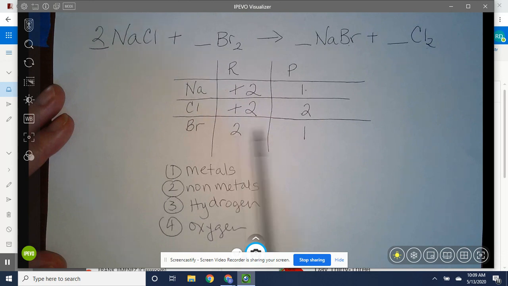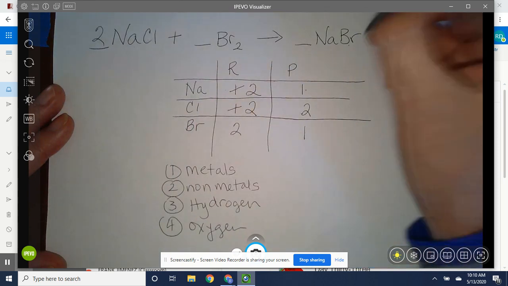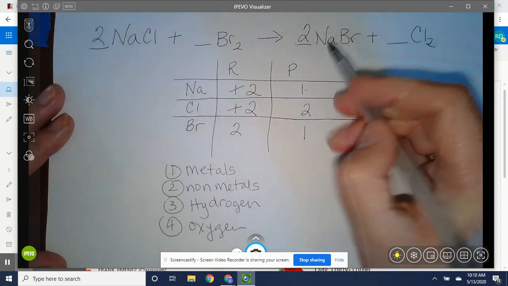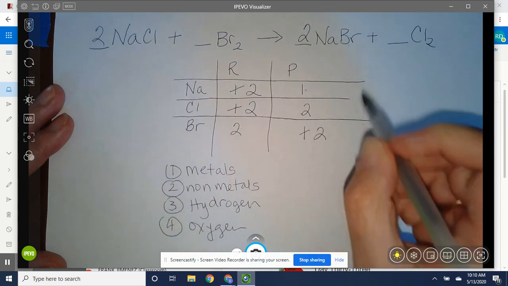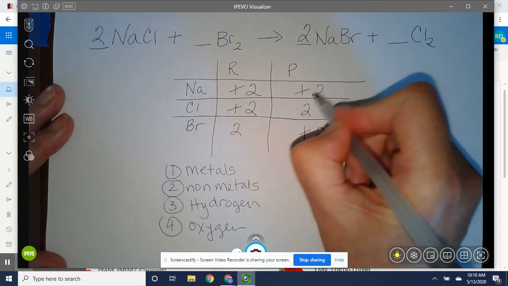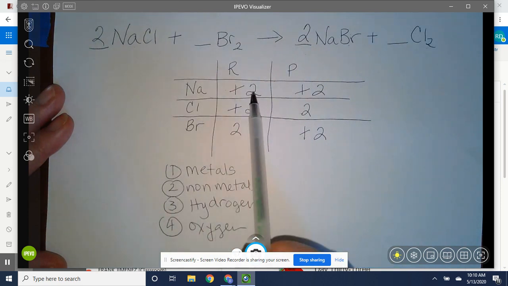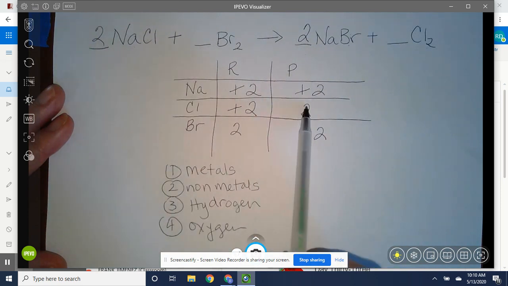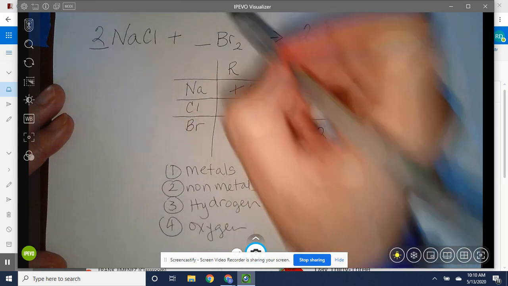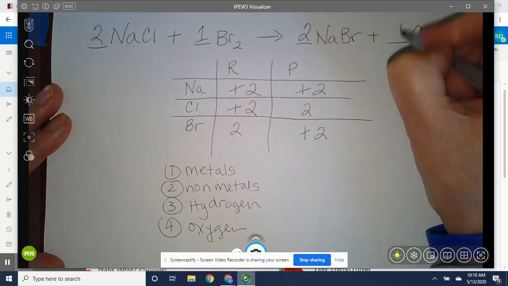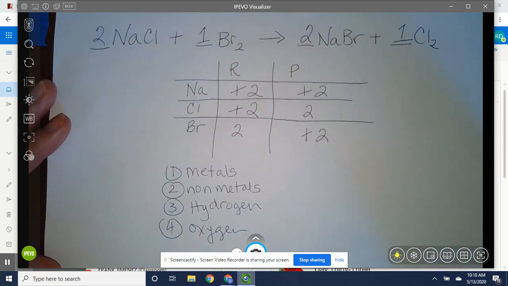I have 2 on the reactant side and 1 on the product. 1 is the deficient or the lower number, so the product side needs more. I'm going to put a 2 in front of the whole compound, and that makes 2 BRs, and it also changes the sodium. Now I'm going to check. I see that I have 2 and 2 for sodium, 2 and 2 for chlorine, 2 and 2 for bromine, so it is balanced. I can put 1s here. I don't have to, but this is the balanced equation.